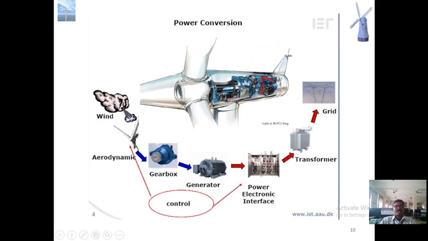These are the major components of a wind energy conversion system: aerodynamic, gearbox, generator, and both the aerodynamic control and power electronic interface. Then it is connected to the transformer. Through the transformer we connect it to the utility grid.